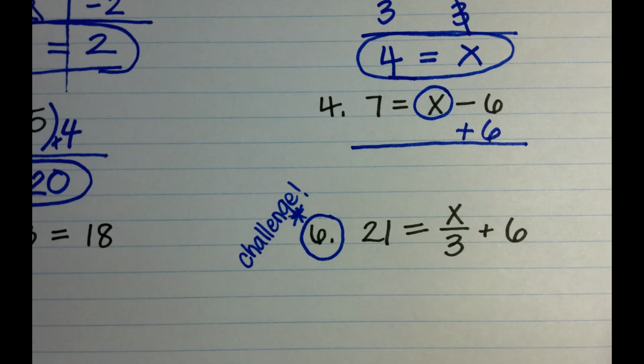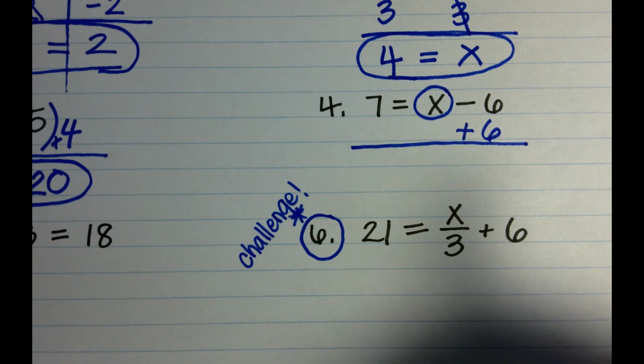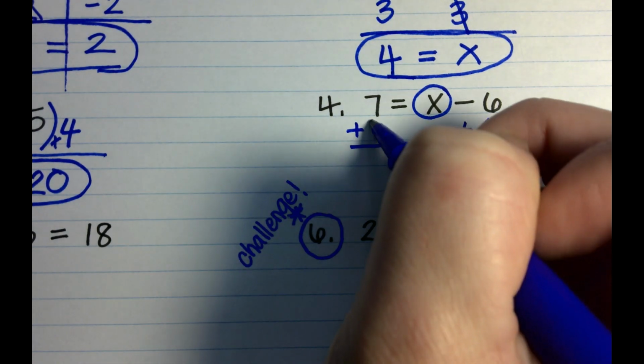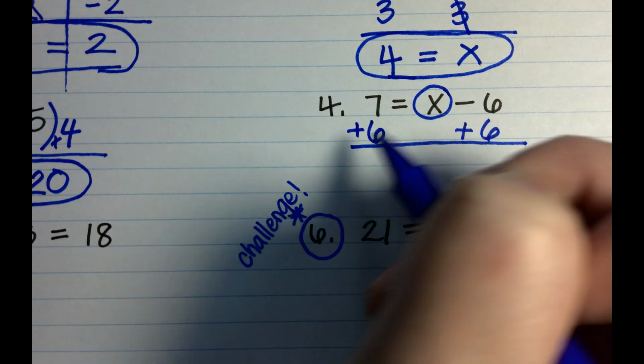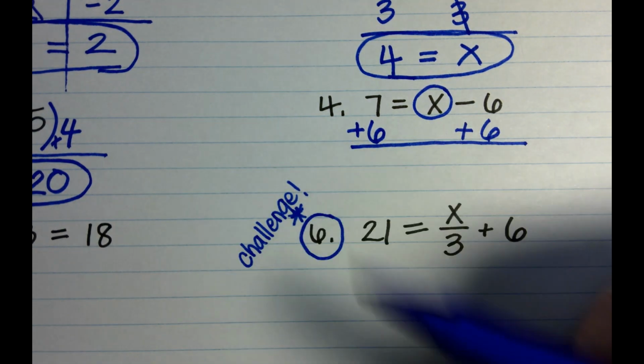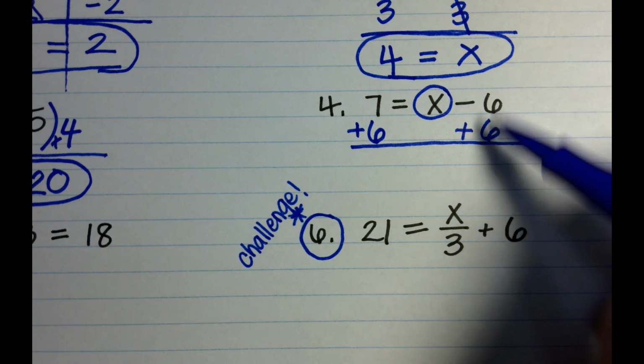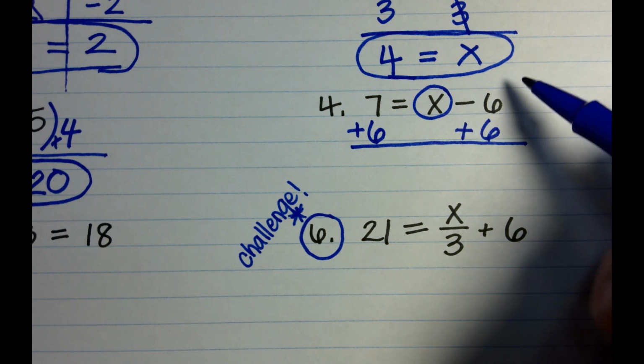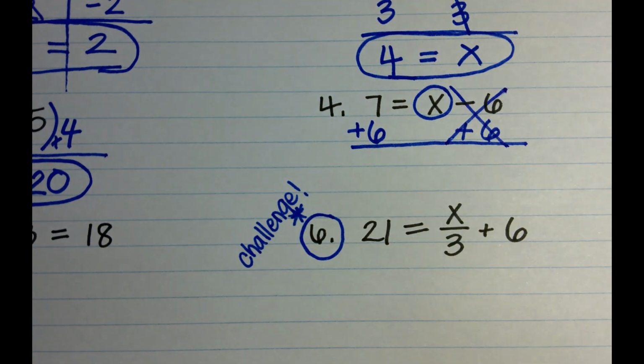And where else do I have to add 6? On the other side, yes, by the 7. Whatever we do on one side, we have to do to the other. So we've added 6 to both sides. What happens to my minus 6 plus 6? They cancel out. They're gone.